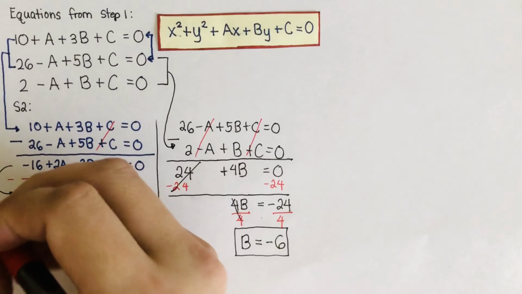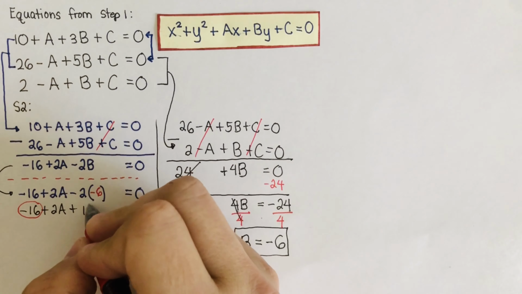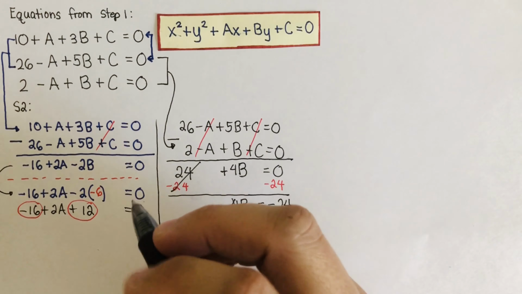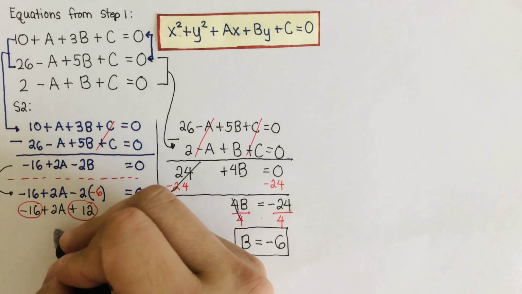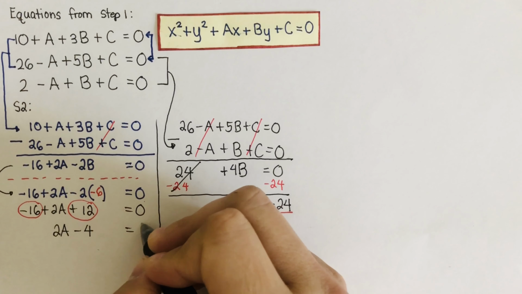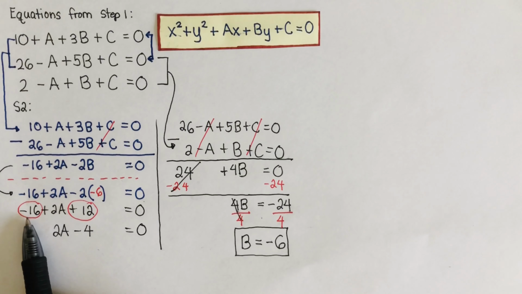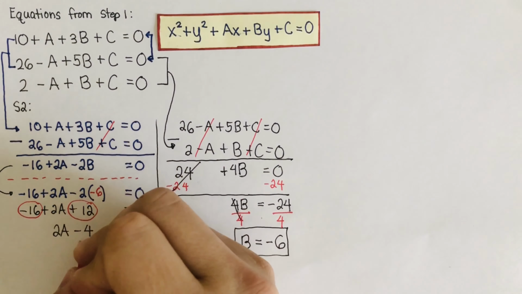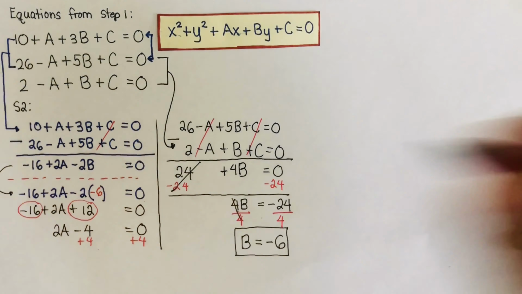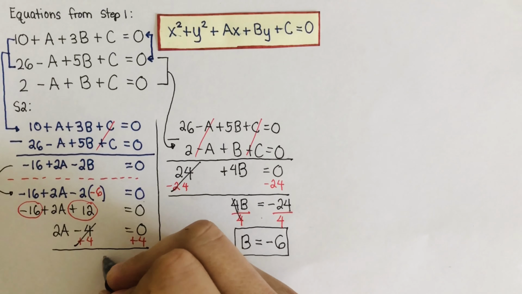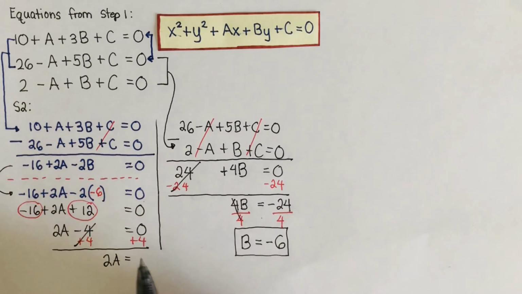So we're going to combine like terms. The negative 16 and plus 12, that would be a negative 4. So I go ahead and write 2a minus 4 is equal to 0. Again, I got the negative 4 because you have negative 16 plus 12 is a negative 4. So then I will add 4 to both sides, plus 4 here. So then we can cross the 4 out. So I'll cross this out. So we're left with 2a is equal to 4.